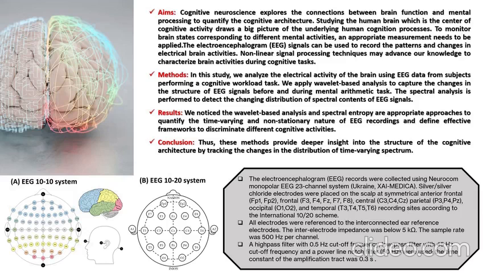In this research, the EEG records were collected using the Neurocom monopolar 23-channel EEG system. This data is provided here. All electrodes were referenced to the interconnected ear reference electrodes, and the sample rate was 500 Hz per channel. More information regarding the data is provided here.